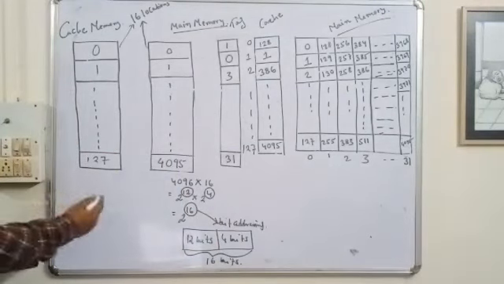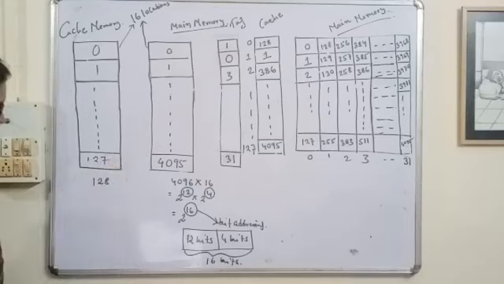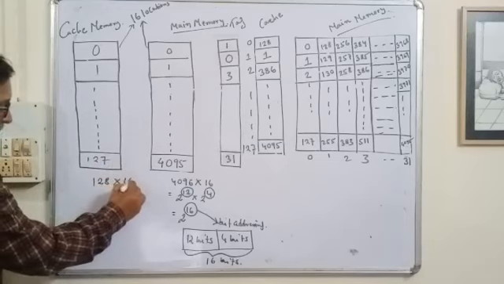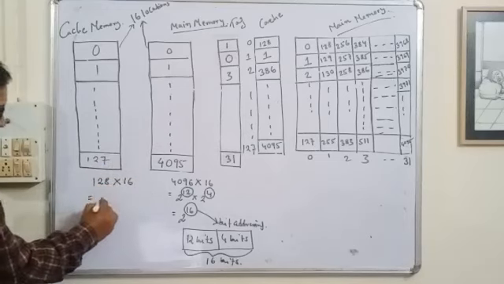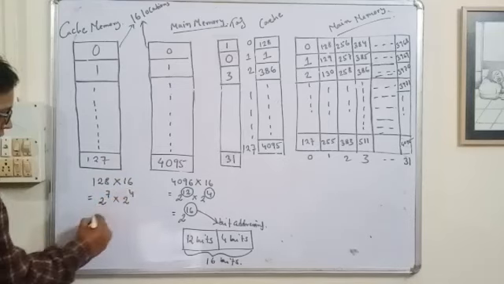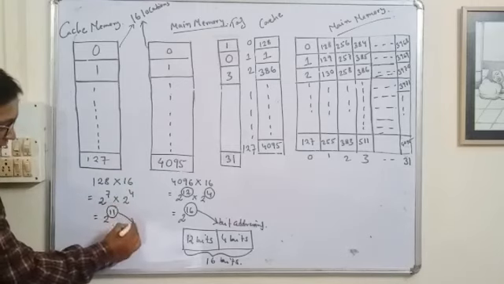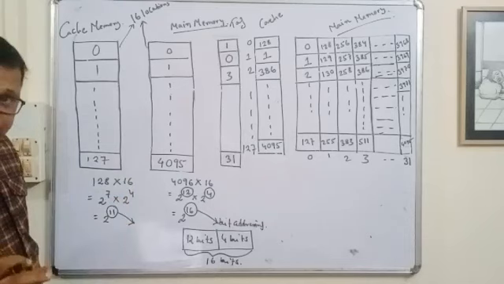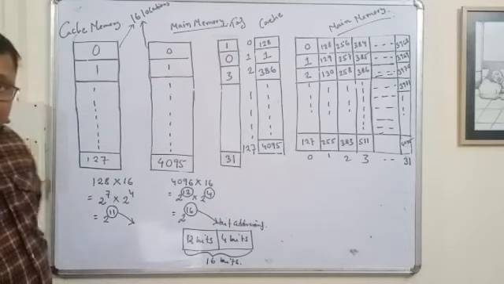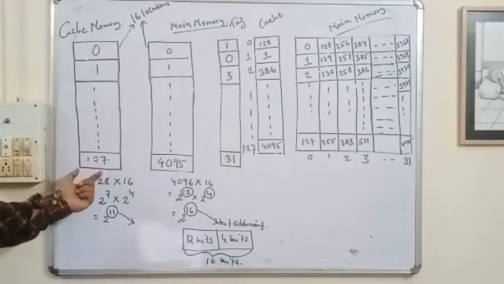In case of cache memory, we have a total of 128 frames, where each frame has 16 locations. So 2 to the power 7, which is 128, multiplied by 2 to the power 4, is 2 to the power 11. So 11 bits are used to address a particular location of a cache frame. In total, 2 to the power 11 locations are there in the cache memory in this particular example.